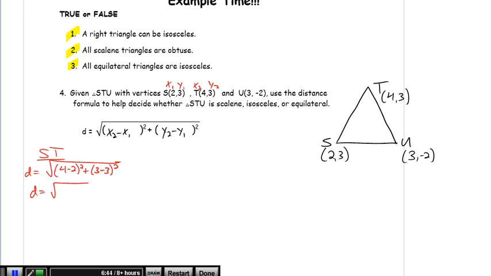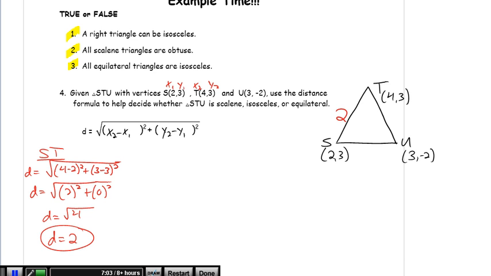This will be a pretty quick, easy one. 4 minus 2 is 2 squared plus, this works out nicely. 0 squared is going to be 0. So that's 2 squared is 4. So the square root of 4 is 2. That's our distance from S to T.